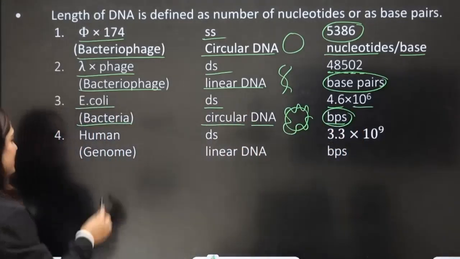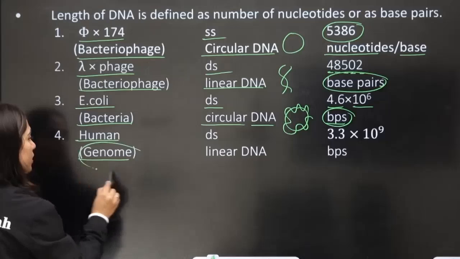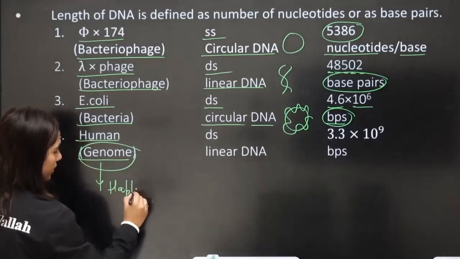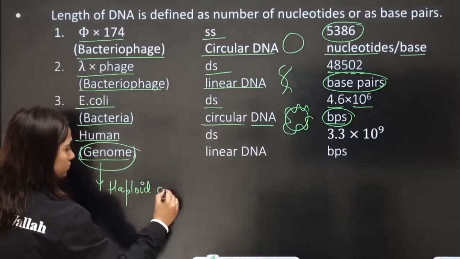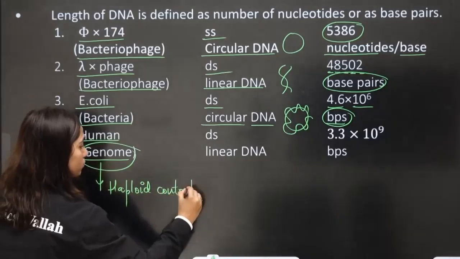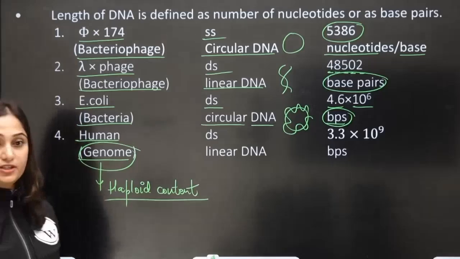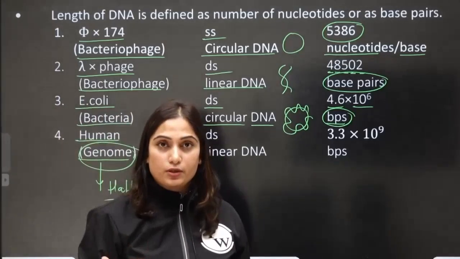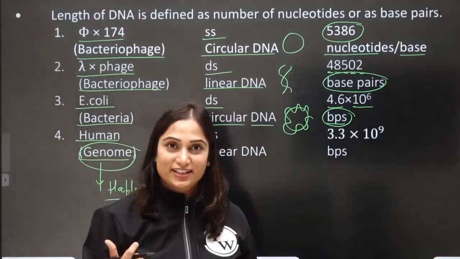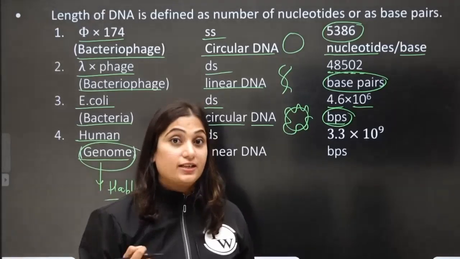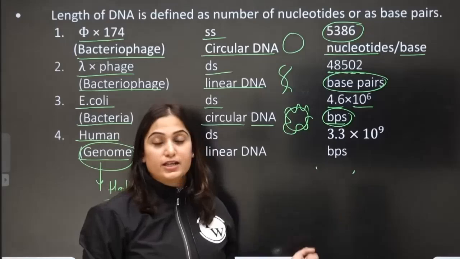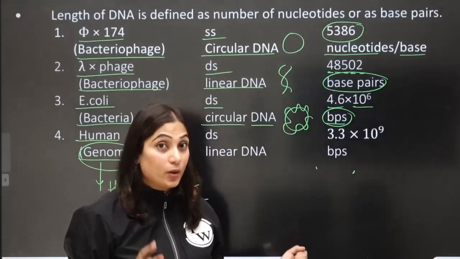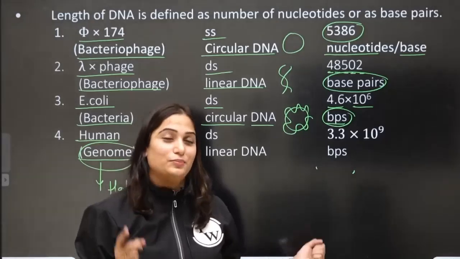And the last is the human genome. What is the meaning of genome? Genome represents the haploid content. That means the number of chromosomes in our sperm or ovum is 23, and the DNA content present in it is 3.3 into 10 raised to the power 9 base pairs.